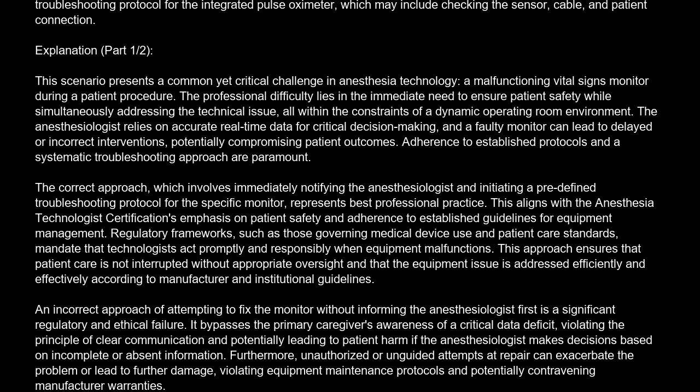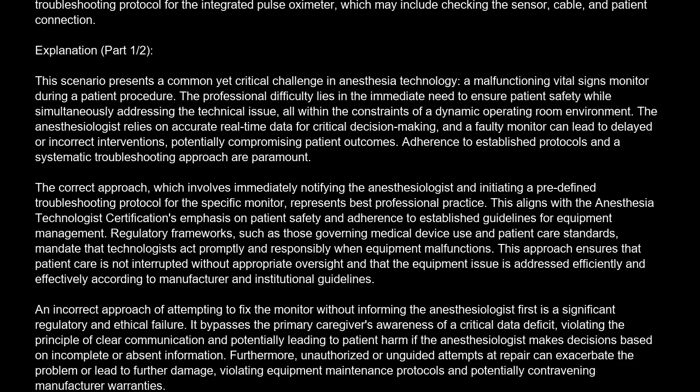The correct approach, which involves immediately notifying the anesthesiologist and initiating a predefined troubleshooting protocol for the specific monitor, represents best professional practice. This aligns with the anesthesia technologist certification's emphasis on patient safety and adherence to established guidelines for equipment management. Regulatory frameworks, such as those governing medical device use and patient care standards, mandate that technologists act promptly and responsibly when equipment malfunctions.